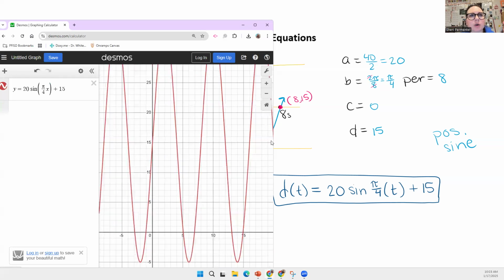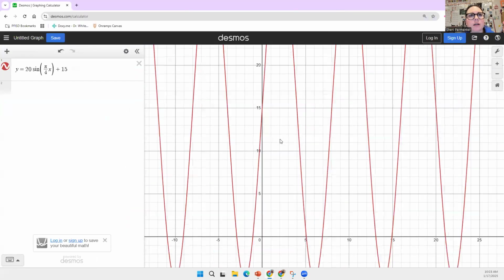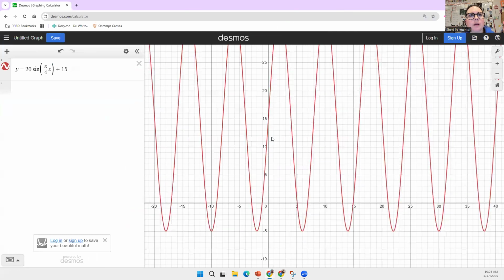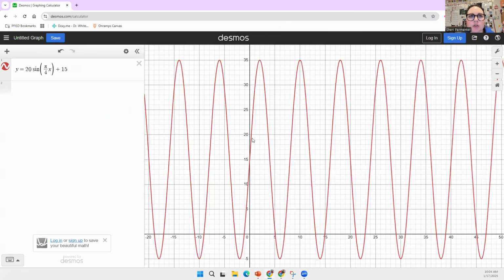And I need to make sure that it is correct. So I've also got my points that I need to check. I'm going to have to zoom out a little bit so it's easier to plot the points and make sure that you're at these specific values. So I'm going to put my points in here.